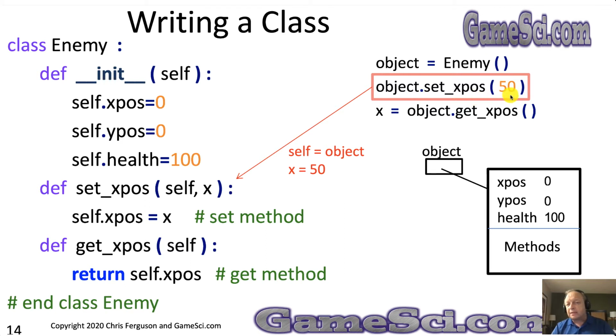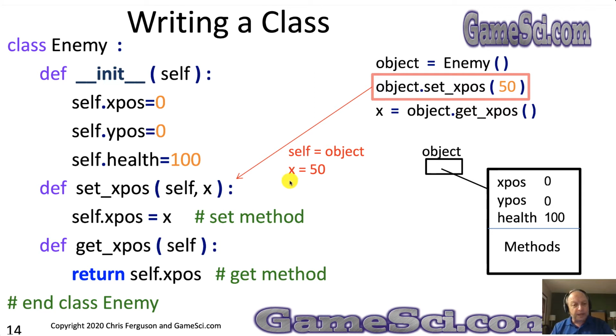Object.setXPosition, passing it the value 50. Whenever you use an object reference to run a method, it automatically sends a copy of the reference to the method. See this self equals object? When I execute a method, it will automatically set the value of this parameter to whatever object executed that method. In this case, we also have an argument 50, and the value of the argument 50 will be assigned to the next parameter in the method. X will be set to the value 50.